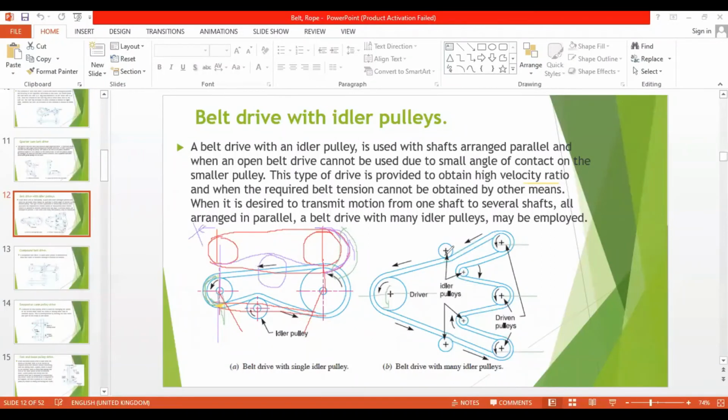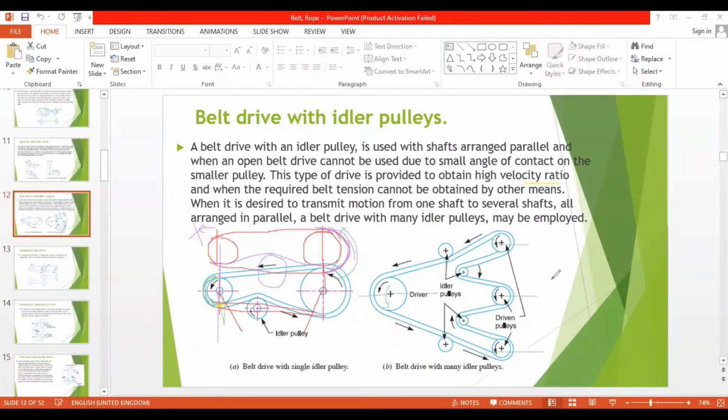Under such a situation, a belt drive with many idler pulleys may be employed. Right? A belt drive, right? This is a belt drive. You see, one belt drive is driving all the pulleys, right? With several idler pulleys may be employed.